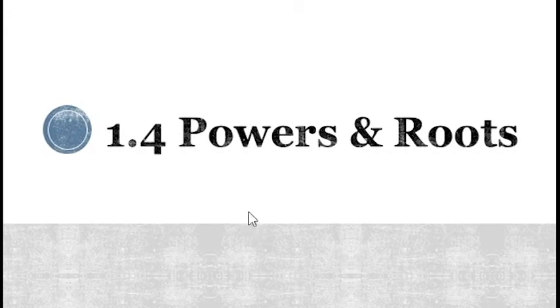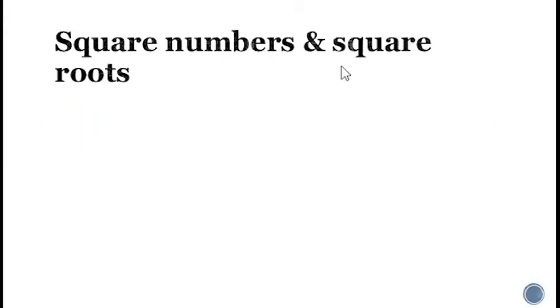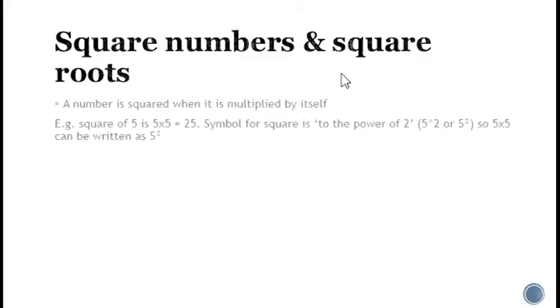The fourth subtopic, square numbers and square roots. A number is squared when it is multiplied by itself. For example, square of 5 is 5 times 5, which is 25. Symbol for square is to the power of 2, or we say raised to 2. So 5 times 5 can be written as 5 raised to 2. So in general, 5 times 5 is 5 to the power of 2 equals 25.